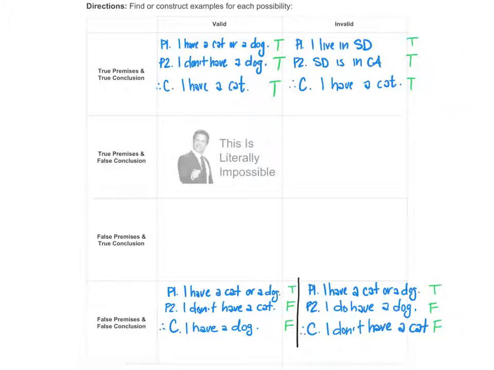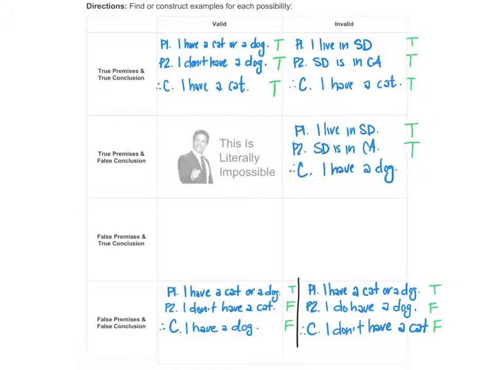Now the next box down is really easy to come up with examples too. True premises and a false conclusion with a bad argument. That's really easy. Let's just use the same two premises. So here we have an example with two true premises. I do live in San Diego. San Diego is in California. And the conclusion is I have a dog. That's false.